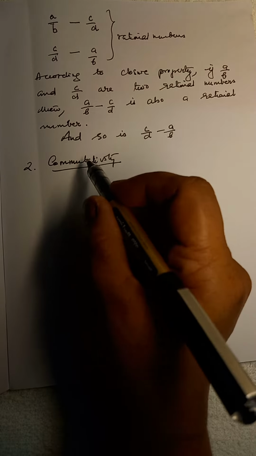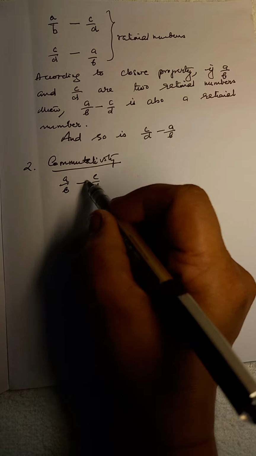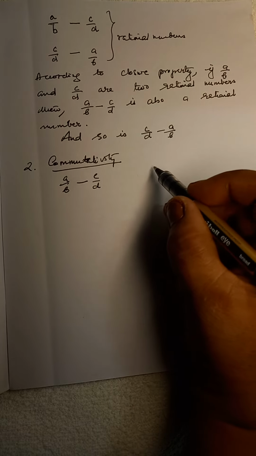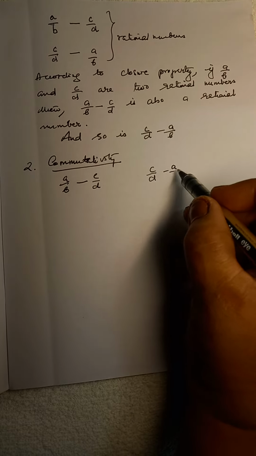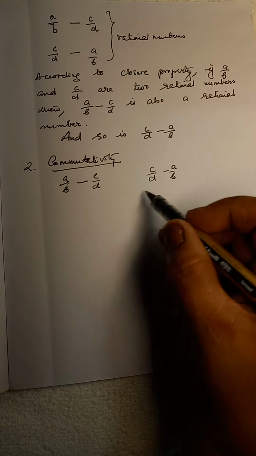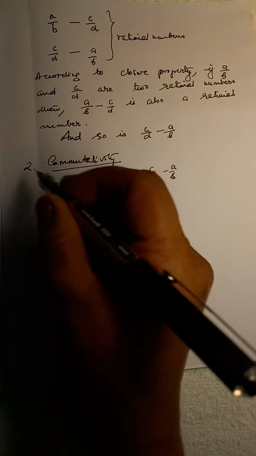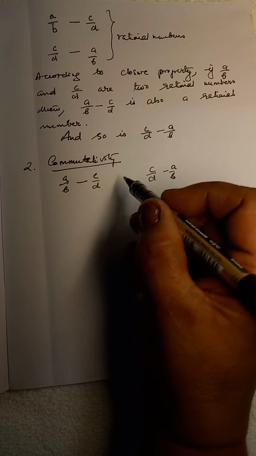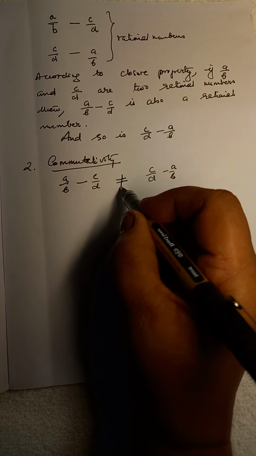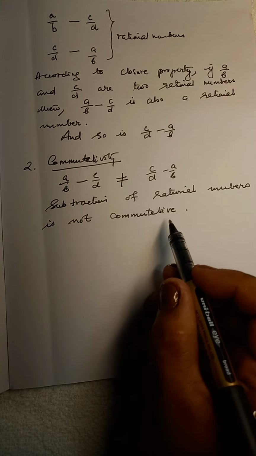Now the second property is commutativity. That is, if you take a by b and c by d, which are rational numbers, a by b minus c by d you take, then c by d minus a by b also you take. Then what is their difference? Is that equal? No, we have earlier discussed in the previous page. This is not equal. 1 by 2 minus 2 by 3 is not equal to 2 by 3 minus 1 by 2, like that. So this is not equal. So subtraction of rational numbers is not commutative.